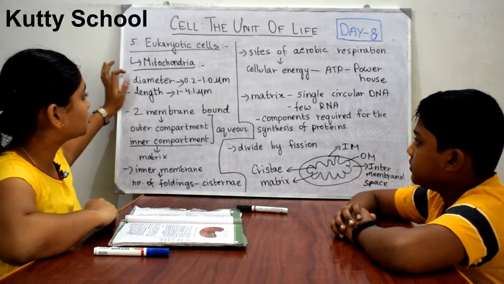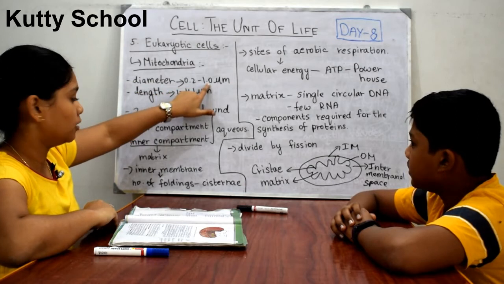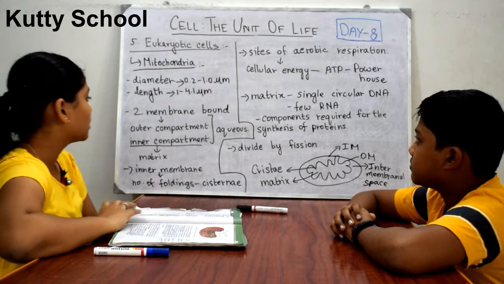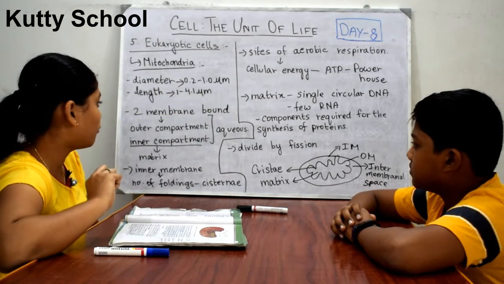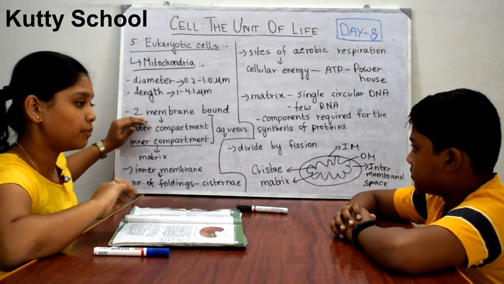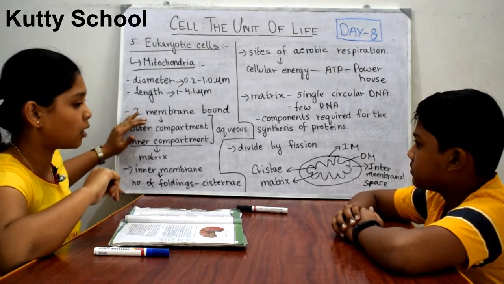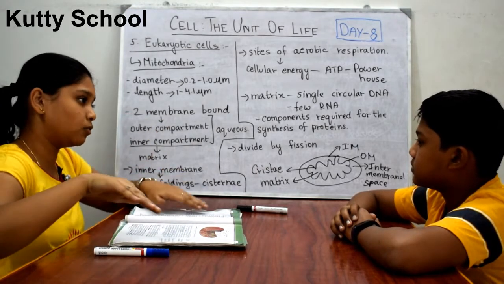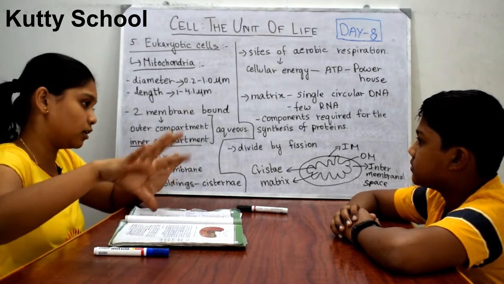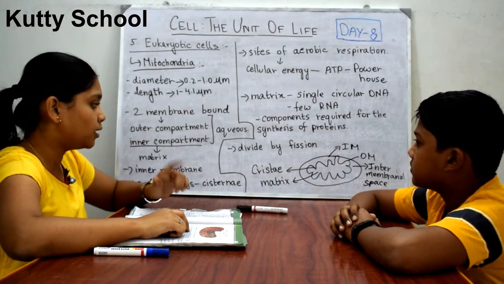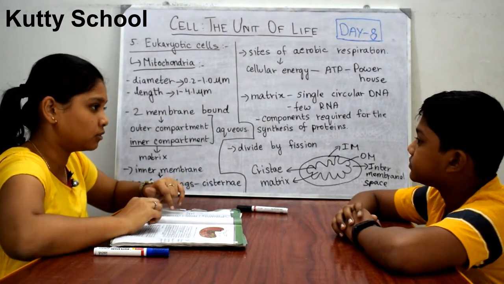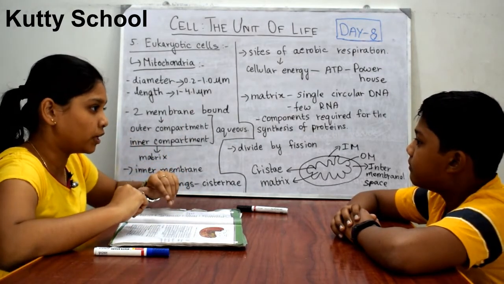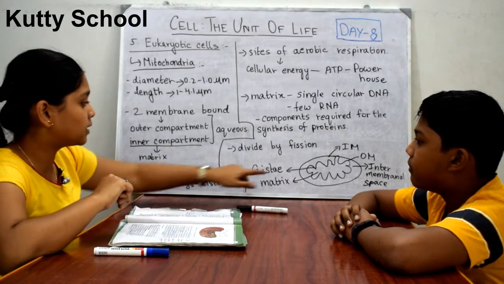The diameter ranges from 0.2 to 1 micrometer, and its length varies from 1 to 4.1 micrometer, okay. Mitochondria are double membrane bound structures, with an outer membrane and an inner membrane. The outer membrane is continuous and does not have any foldings. Whereas the inner membrane has numerous infoldings, which increase the surface area of mitochondria. These infoldings are known as cristae.